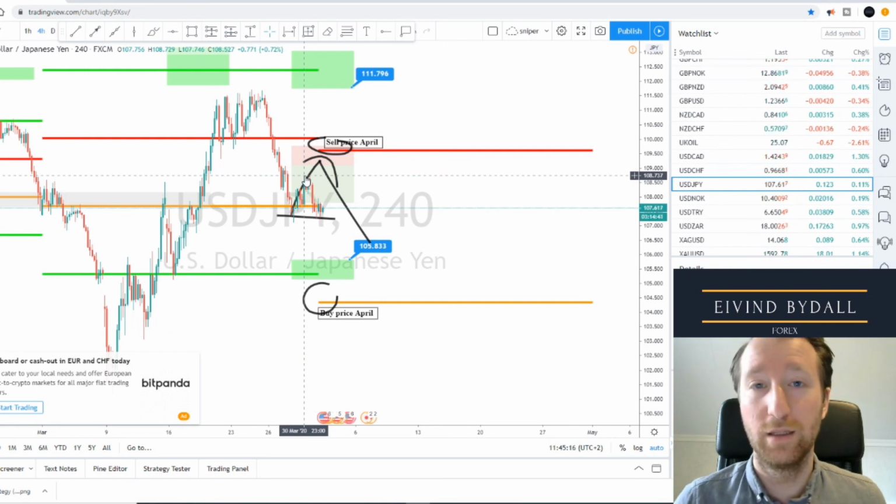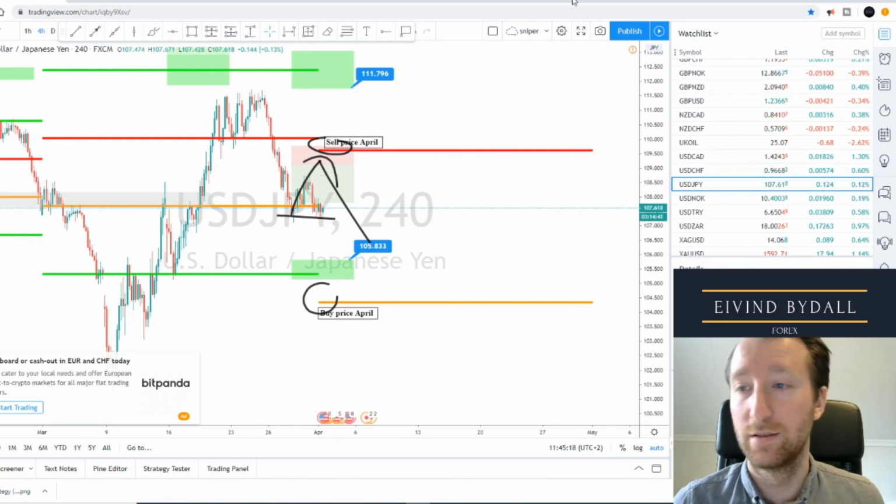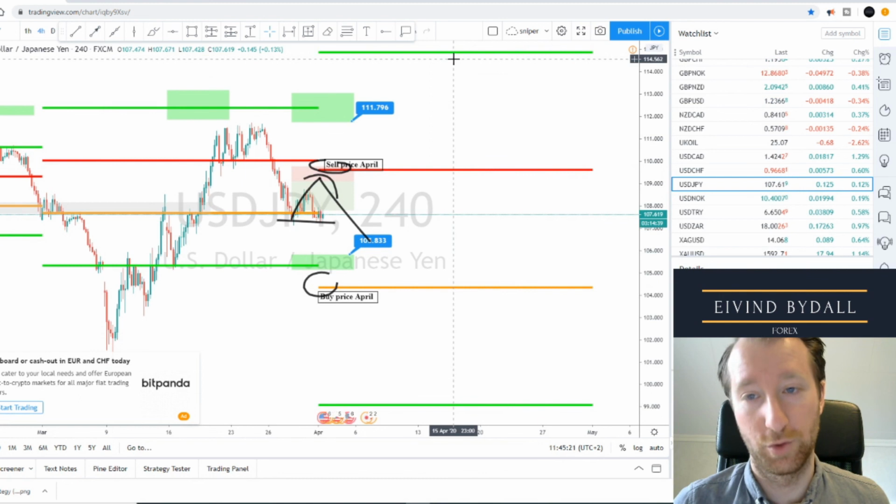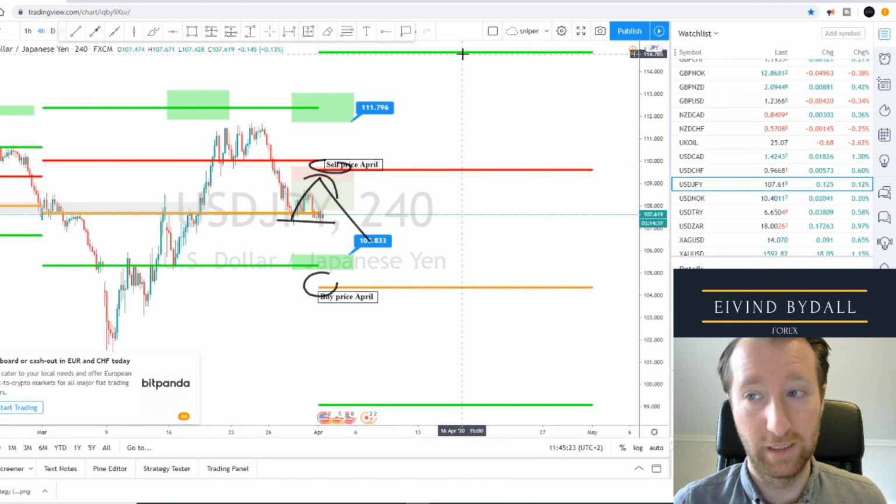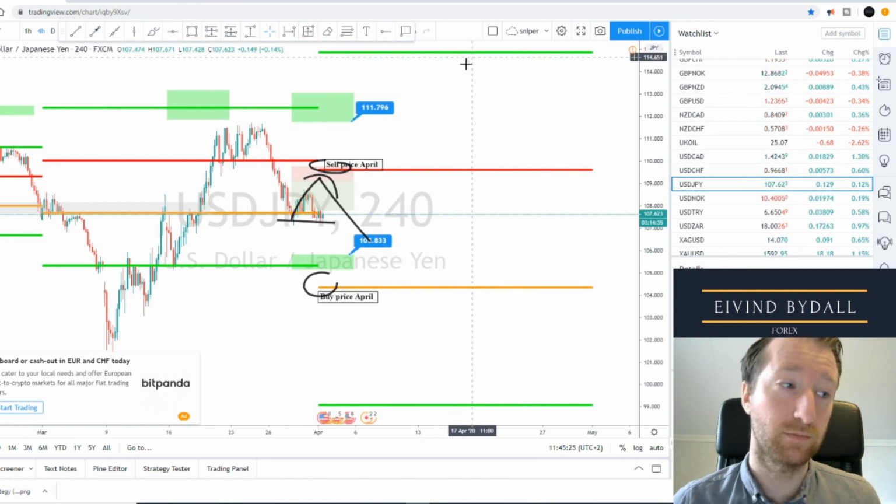This is all free. This is all targets that I forgot to give you: 114.80 for yen.